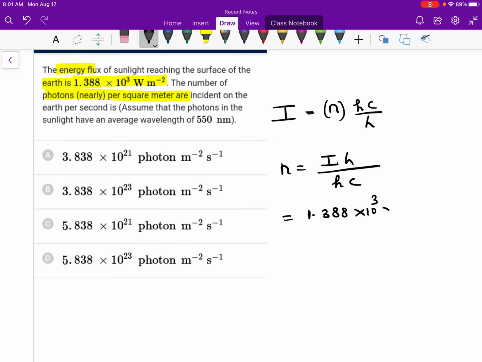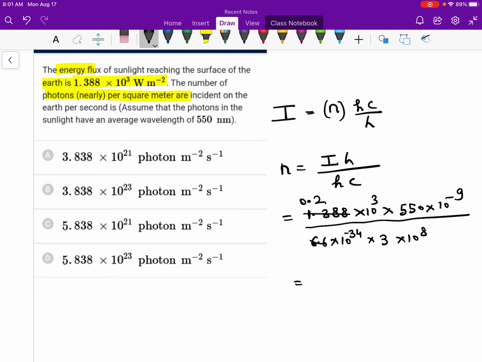So I is 1.388 into 10 to the power 3. Lambda is 550 into 10 to the power minus 9, upon h, which is 6.6 into 10 to the power minus 34, into c, which is 3 into 10 to the power 8. Okay, so 6.62 is 1.32, so I'm taking it as 2, and 0.2, and 55 twos are 110, so 550 into 0.2, so that is 110.